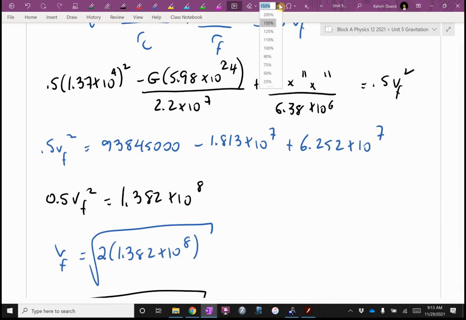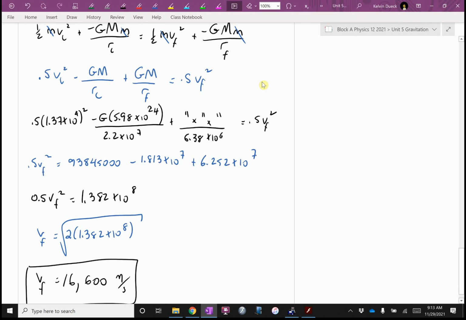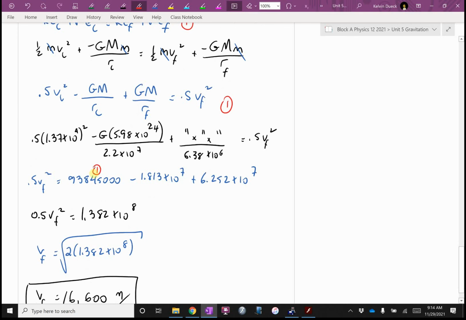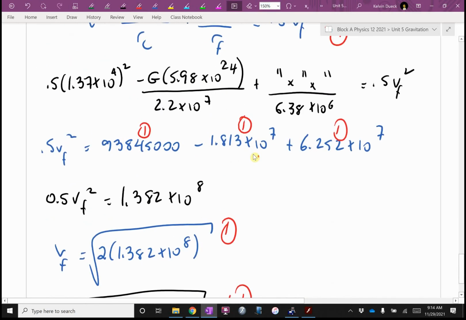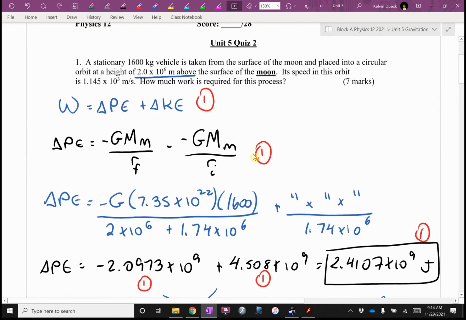Otherwise, how would I give up part marks here? Good question, Mr. Dewick. That's a lot of work. I would probably give you 1 mark if I saw conservation of energy. I'd probably give you 1 mark if you got the 0.5 v squared by itself. I would probably give you 1 mark for that, 1 mark for that, 1 mark for that, 1 mark if I saw that, and 1 mark for the answer. Something like that. Can you give yourself a score out of 28, please?